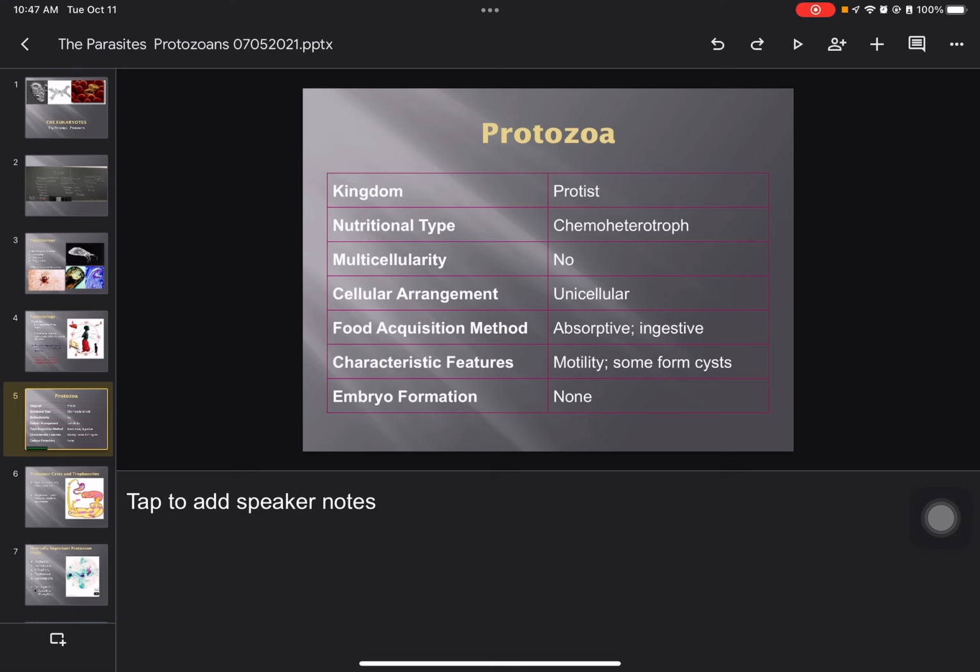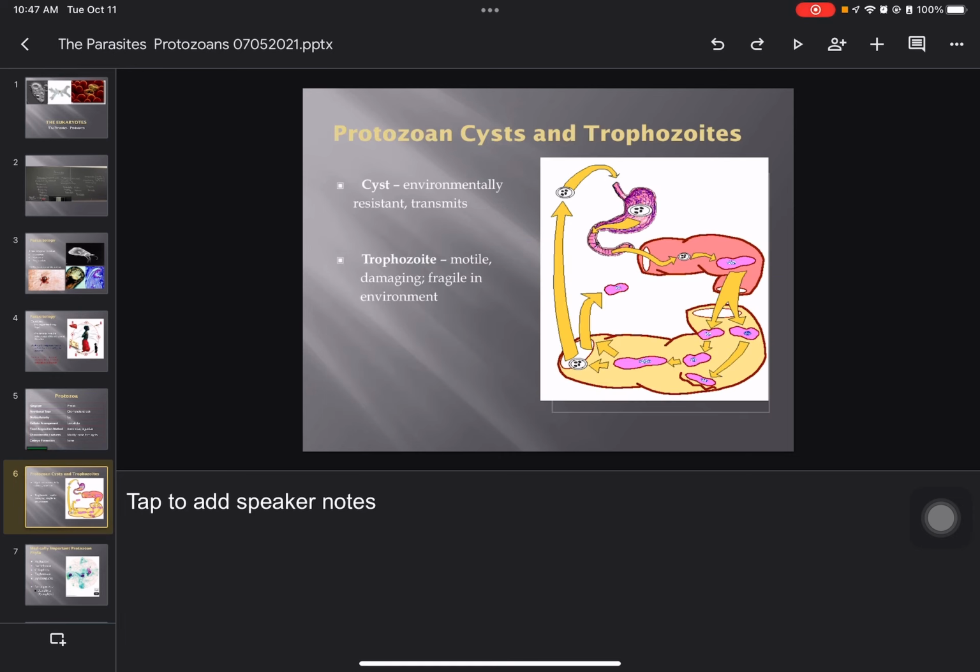So we need to talk about what a cyst is and what a trophozoite is. The cyst is a dormant, refractive, protective state of the protozoan. It is like an endospore, except not as protective as an endospore. The cyst is used by the protozoan to get into our body. 99% of all the protozoal parasites are through the fecal-oral route.